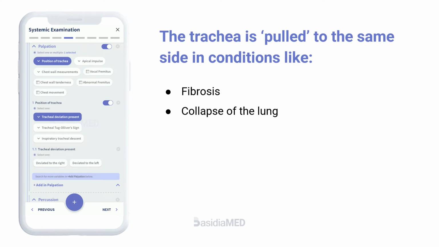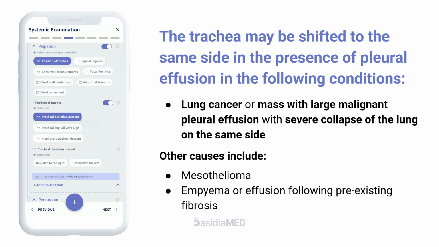The trachea may be shifted to the same side in the presence of pleural effusion in the following conditions. Occasionally, in a patient with lung cancer and a large malignant pleural effusion, there will be such severe collapse of the underlying lung on the same side due to bronchial obstruction by tumor that the tracheal or mediastinal shift will, paradoxically, be towards the side of the effusion. Other causes include mesothelioma, empyema or effusion following pre-existing fibrosis.